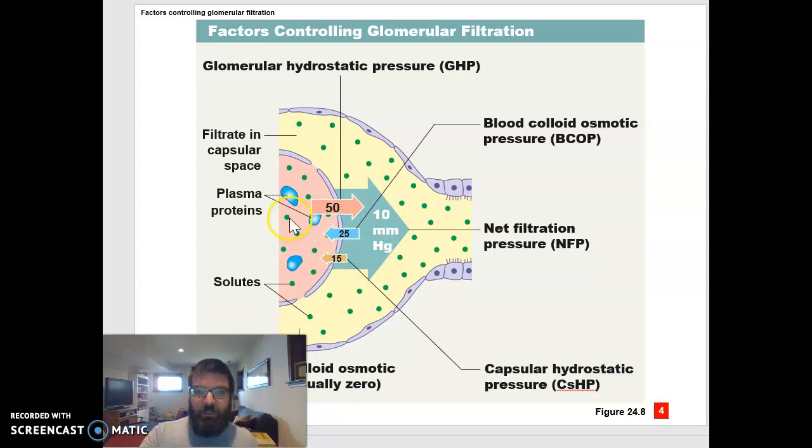So ultimately, if you drop your blood pressure or your glomerular hydrostatic pressure to where it's no longer higher than these things, well, you're not going to be pushing any fluid out here, and you're not going to be creating any urine, and you're not going to be filtering any blood. And this is one of the big issues that can pop up when you have a big drop in blood pressure.